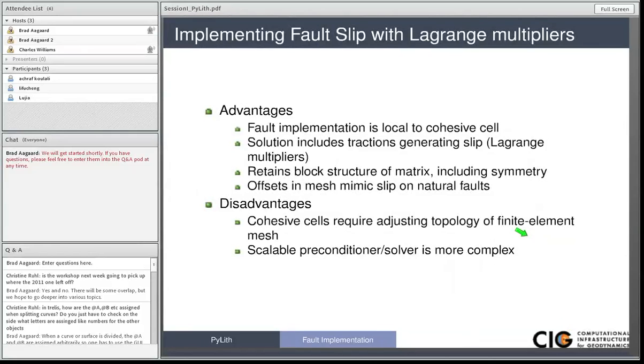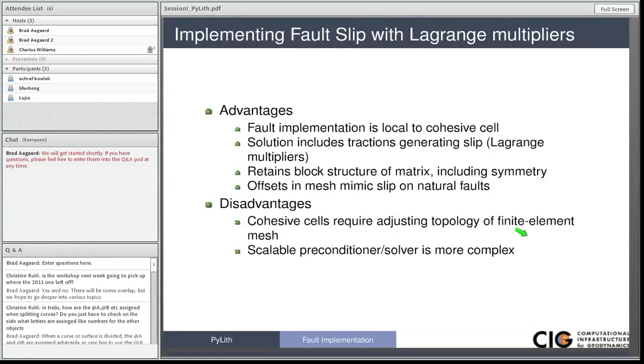The advantage of this approach is that the fault implementation is completely local to the cohesive cell, so the rest of the mesh doesn't know anything about the fault implementation or that it's even there. Within the solution, we get the tractions generating the fault slip. That's the Lagrange multipliers. We retain the block structure of the matrix, including the symmetry, and our offsets in the mesh mimic very small fine scale slip surfaces that we see on natural faults.